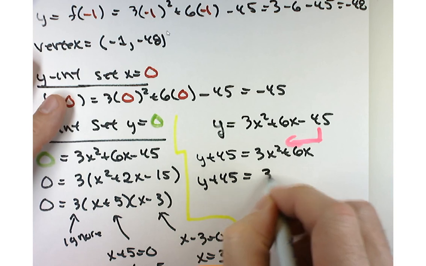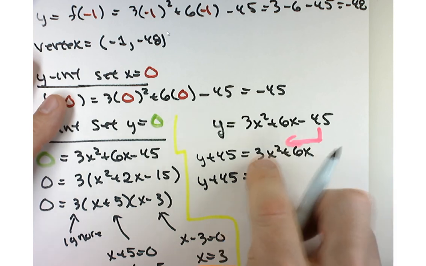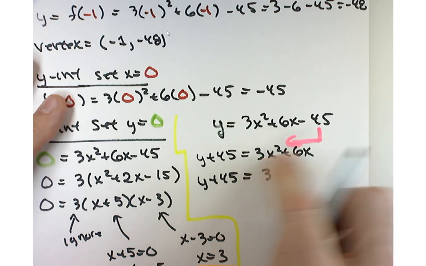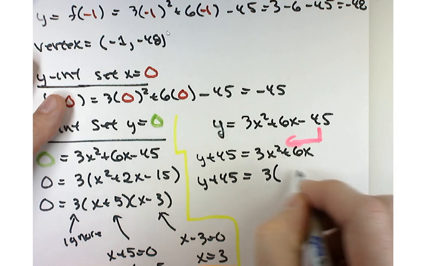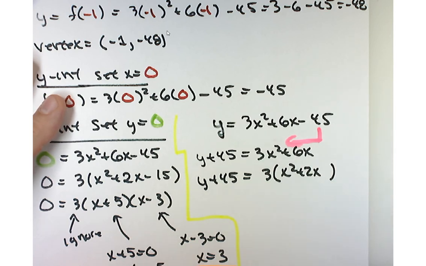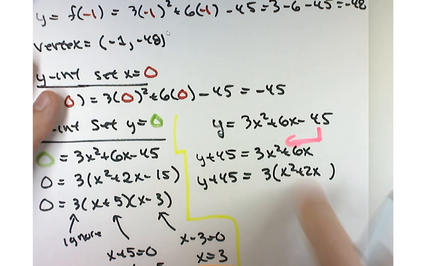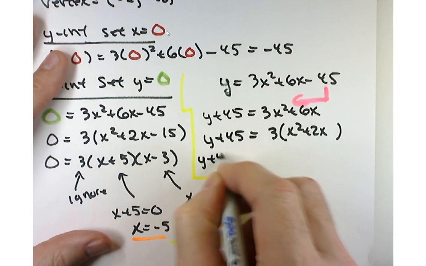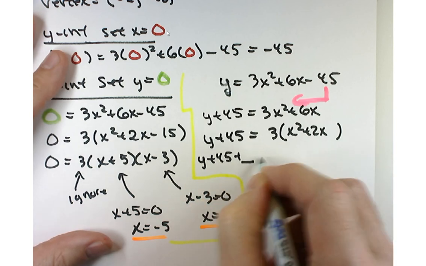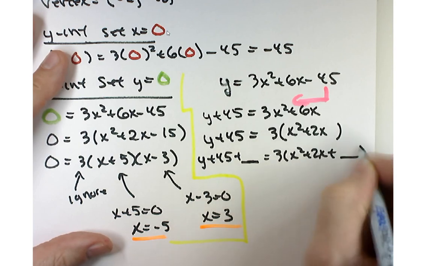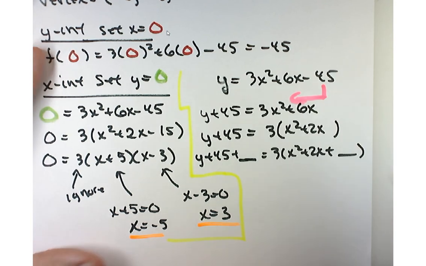I first need to factor out the 3 that's in front of this x squared. I can't just take out the 3 from this term. I've got to factor it out of both terms. So that leaves me with x squared plus 2x. And now I can work on factoring the square with what's inside. So it's going to be y plus 45 plus something equals 3 times x squared plus 2x plus something. This is where we're going to use that stuff where we did the completing the square.